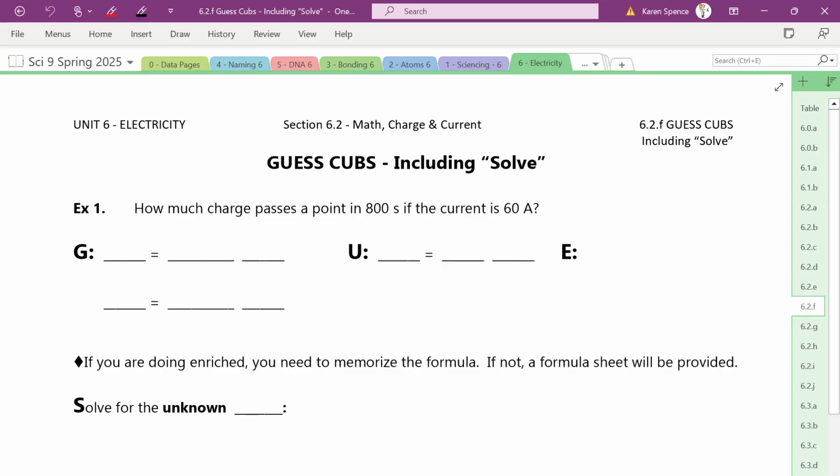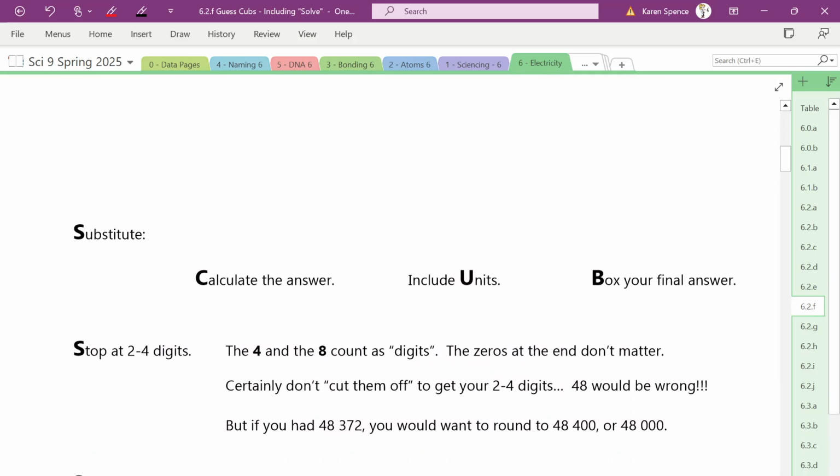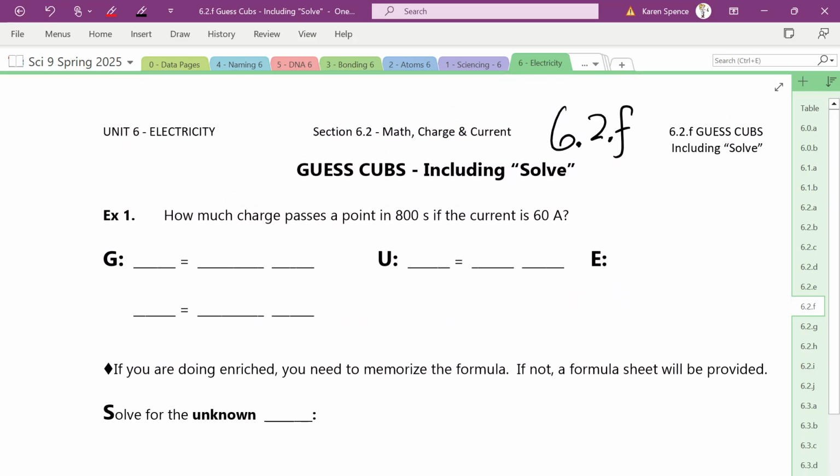So for the rest of you, you're going to find the first page of 6.2F, and that is page 44. So if you want to number your pages from your last page up to page 44, you can do that, or you can just find the beginning of 6.2F, and that is page 44. Let me know if you cannot find it. You got it? You find it, everybody? Yeah, okay.